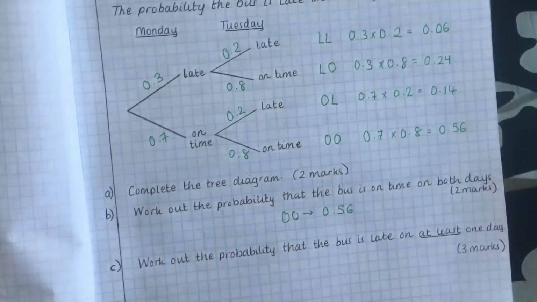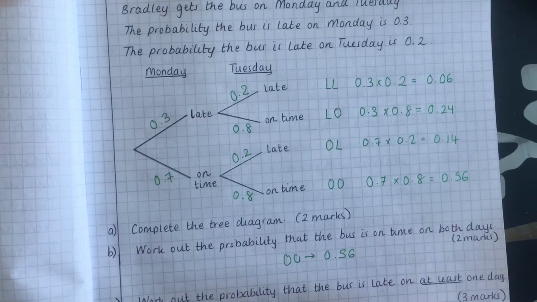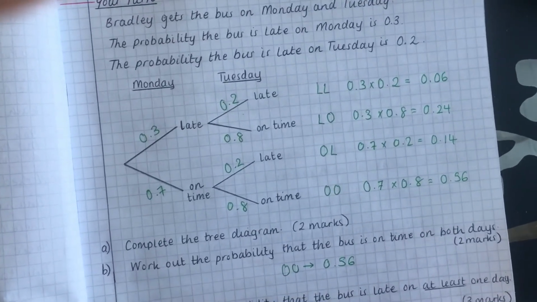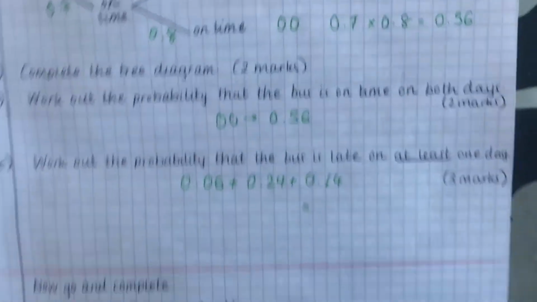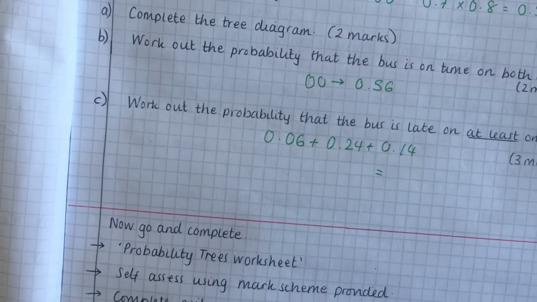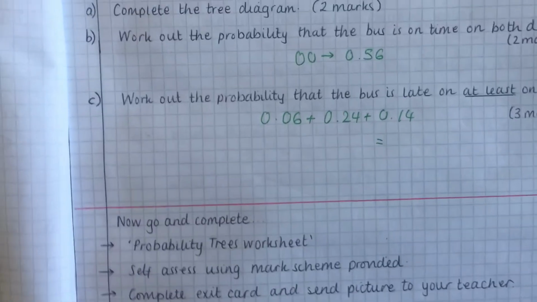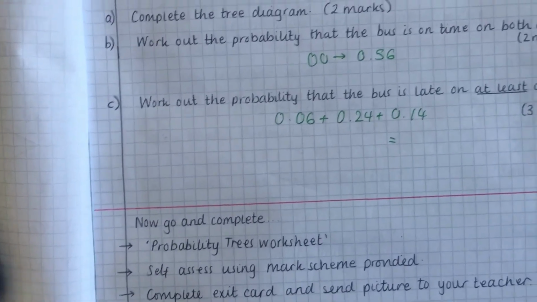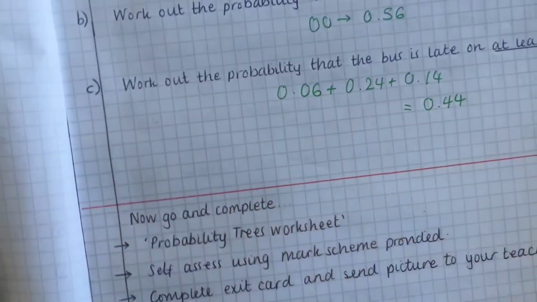So 0.06, add 0.24, add 0.14. And that is going to give you, using a calculator, which I'm just going to quickly do now so I don't get it wrong, you get 0.44. And that is the probability, okay?